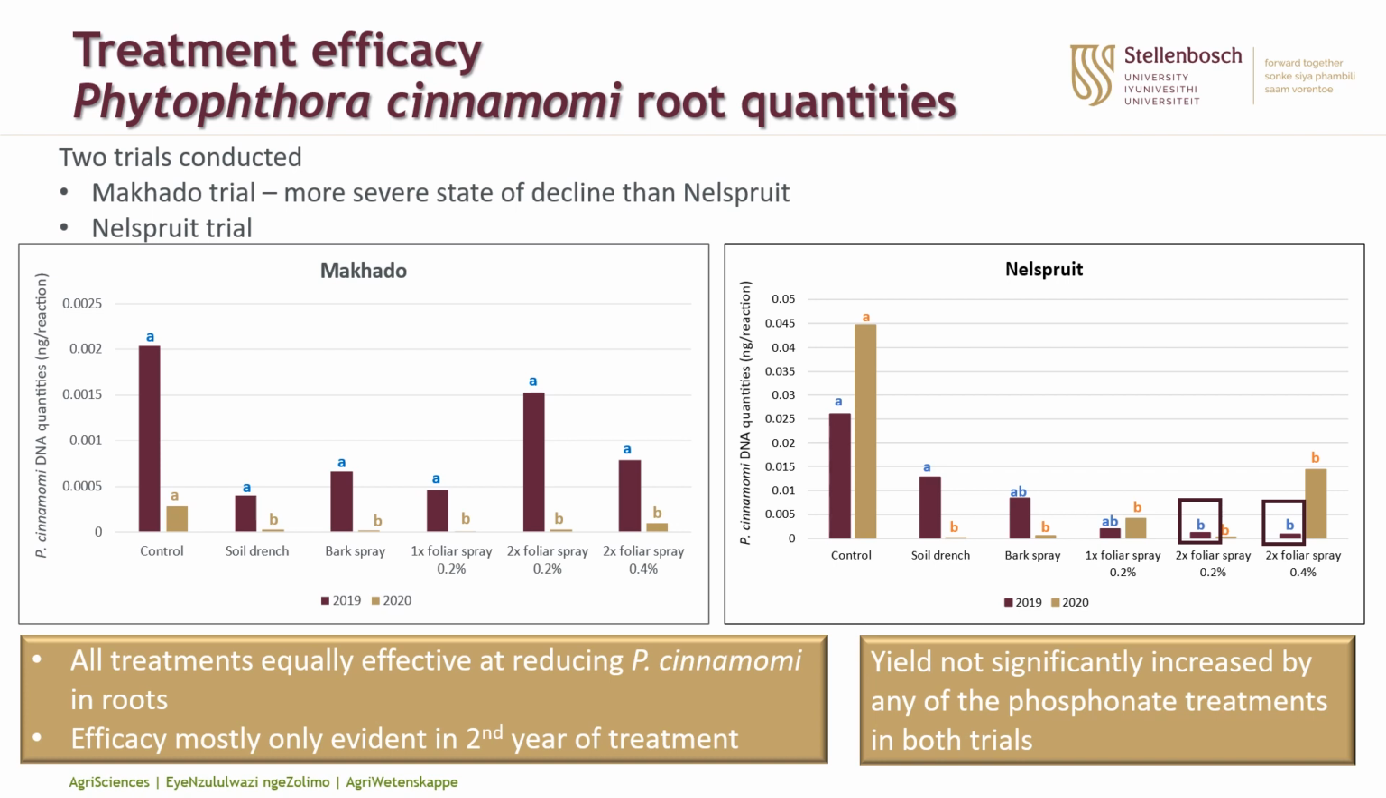We did quantify yield in the trials, but we could not observe any significant yield differences. There were also no consistent stem cankers present in the orchard, so stem canker severity was not evaluated in the trials. And overall, the root quantification of the pathogen supports the fact that within the first year of applying phosphonates, there is not that much reduction of the pathogen. One needs a second year of application to really start seeing significant control of the pathogen.